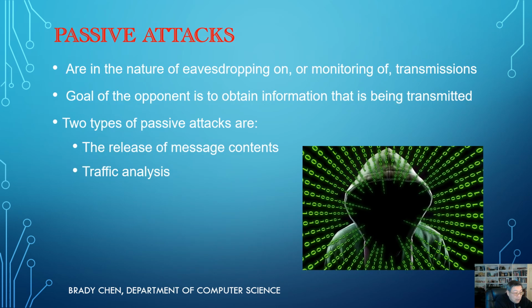Okay, so let's talk about the passive attacks. The passive attacks are in the nature of eavesdropping on or monitoring of transmissions. Basically, the attacker is sitting quietly and listening to other people talking. The goal of the opponent is to obtain information that is being transmitted. As we mentioned earlier, there are two types of passive attacks. One is the release of message contents, and the other is traffic analysis. They don't even see the message, but they try to analyze the communication pattern. We'll talk about this a little more in the follow-up slides.